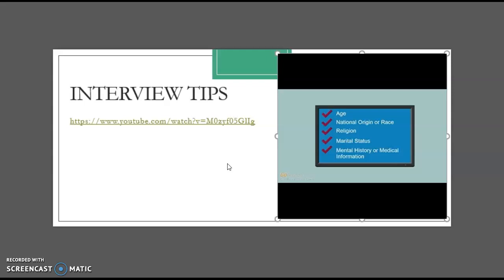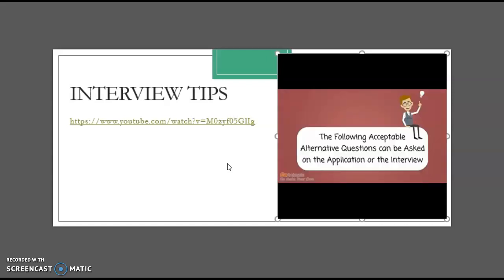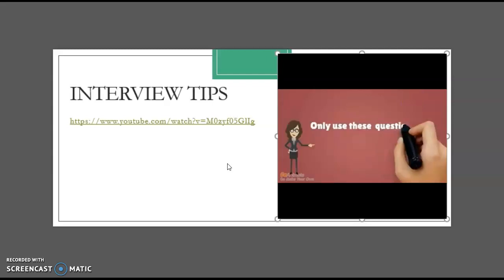Under the Americans with Disabilities Act, employers may not ask about the existence, nature, or severity of a disability or health condition. The following acceptable alternative questions can be asked on the application or the interview, but be careful. If you ask them incorrectly, you can easily find yourself in a sticky situation. So only use these if you have a bona fide reason to ask.